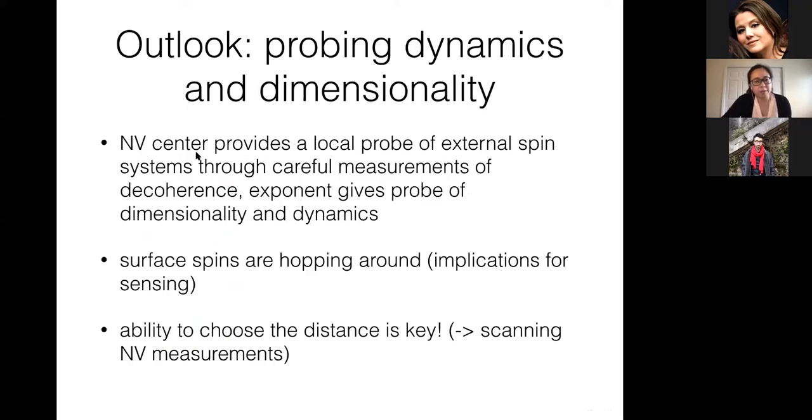Okay, so just to briefly summarize this section, I think what we showed here is that if you do very careful measurements of this decoherence and really pay attention to the shape of the coherence curve, you actually have a very powerful probe of a lot of parameters of the spin system that's of interest. And in particular, you can read out the dimensionality and the dynamics of this spin system. And the ability to choose the distance is really key. The fact that you have this nanoscale sensor where you can separate it from the bath that you're interrogating is really what enables these kinds of experiments.